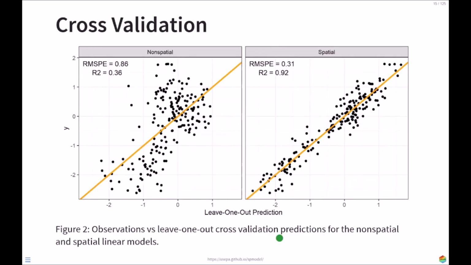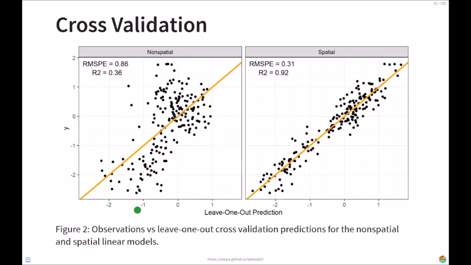Another way to assess model performance may be to use a technique like cross-validation. So here we have a leave one out cross-validation exercise that we performed for both models. On the x-axis here, we have a leave one out cross-validation prediction. In short, how we get this is we pretend that we don't have observation 1 in the data, we fit a model to the rest of the data, and we use that model to actually predict observation 1.